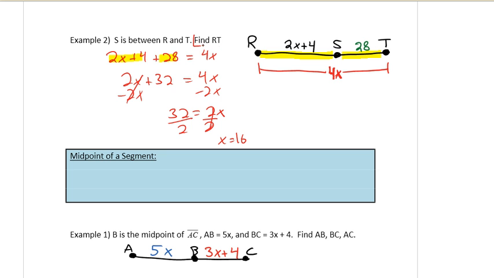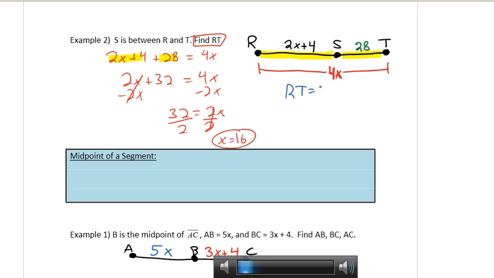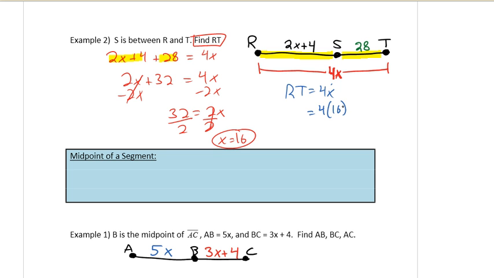Now, go back and look at the question. It says find RT, not find x. X is important. We always need to find x first. Now we want to go ahead and find RT. RT is equal to 4x, so let's write 4x first. So RT is going to be equal to 4 times 16, or RT is equal to 64 units.